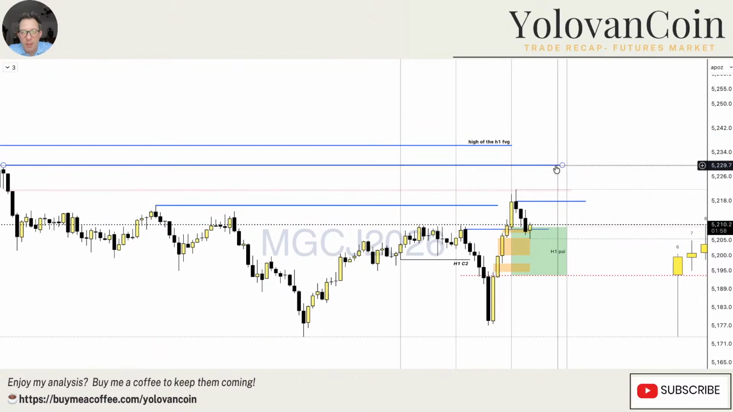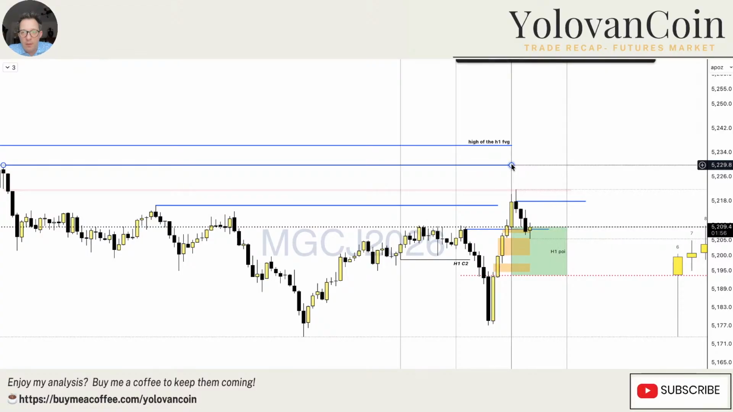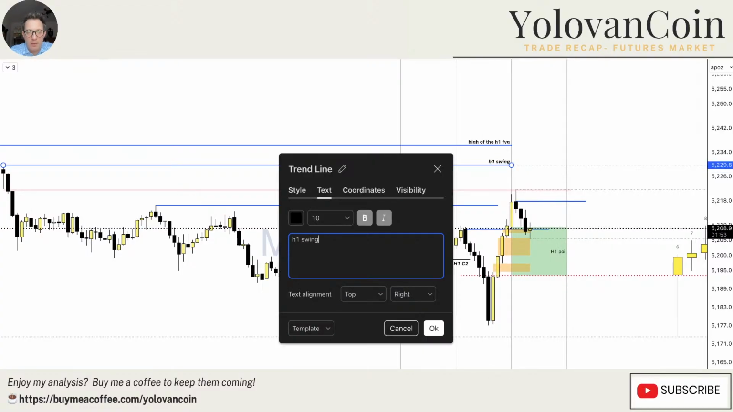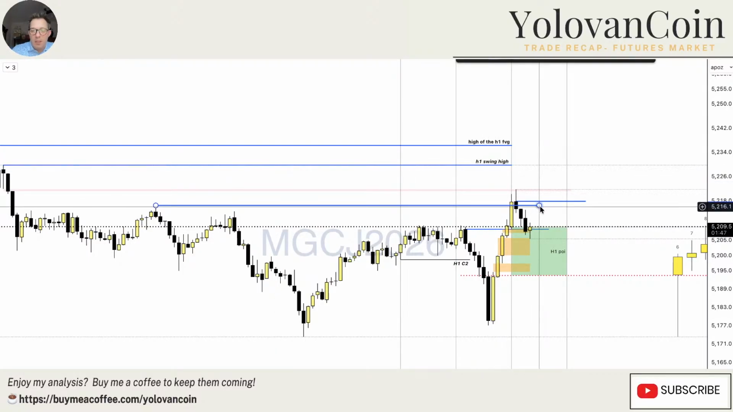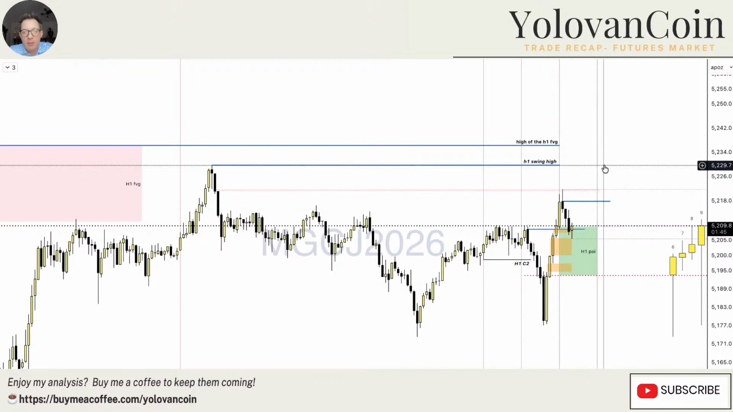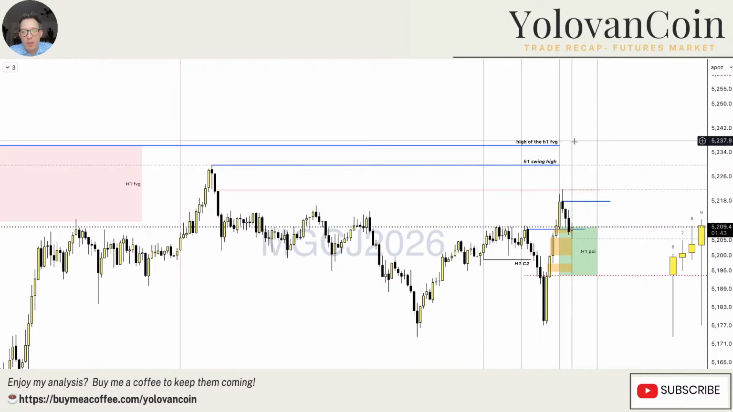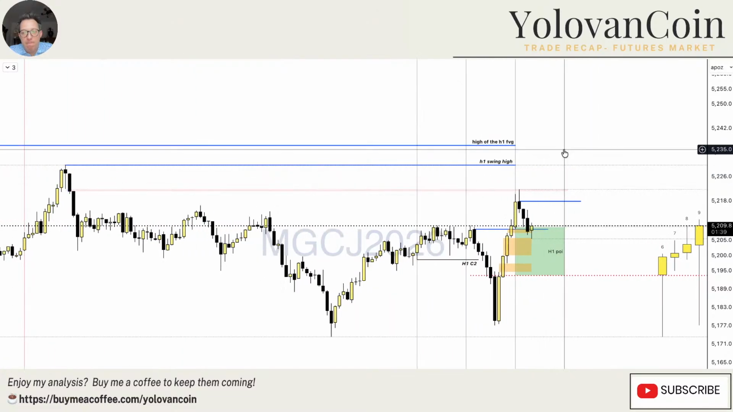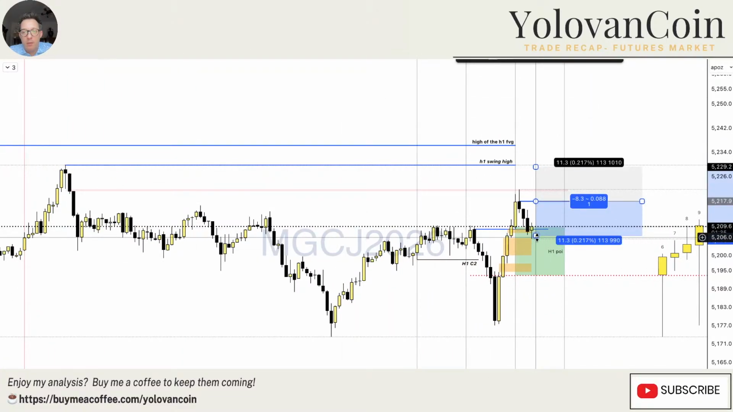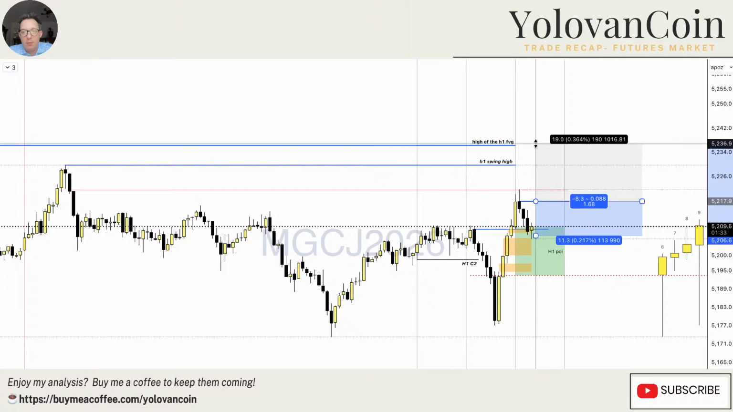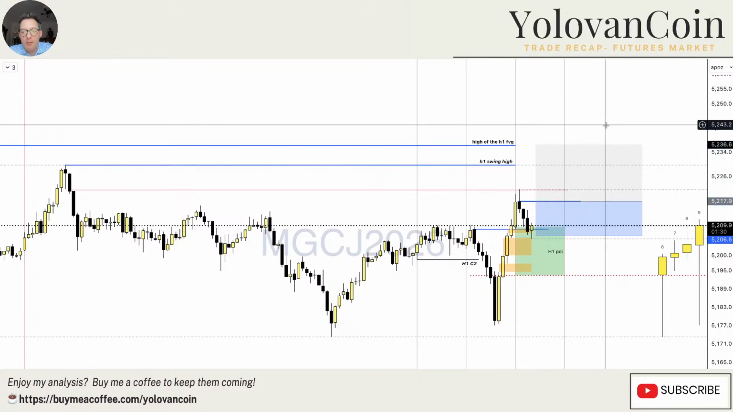Go to M5. We have this swing high. We reached this level, so I'm going to delete it. So I have the 1-hour swing high and the 1-hour high of the fair value gap. So if you enter, let's say you're lucky enough to have a retrace, 165.